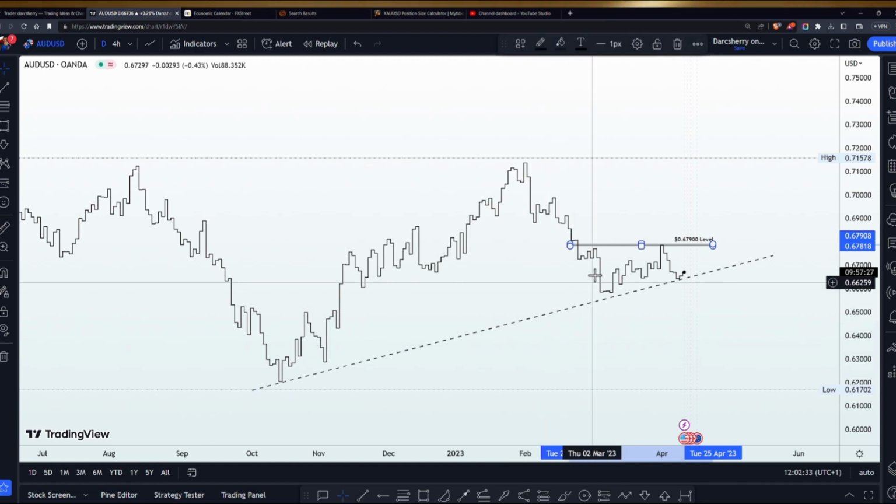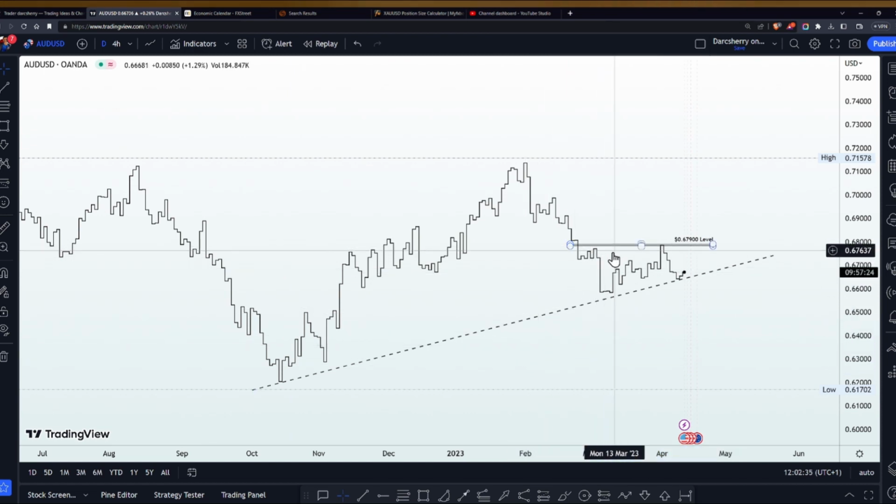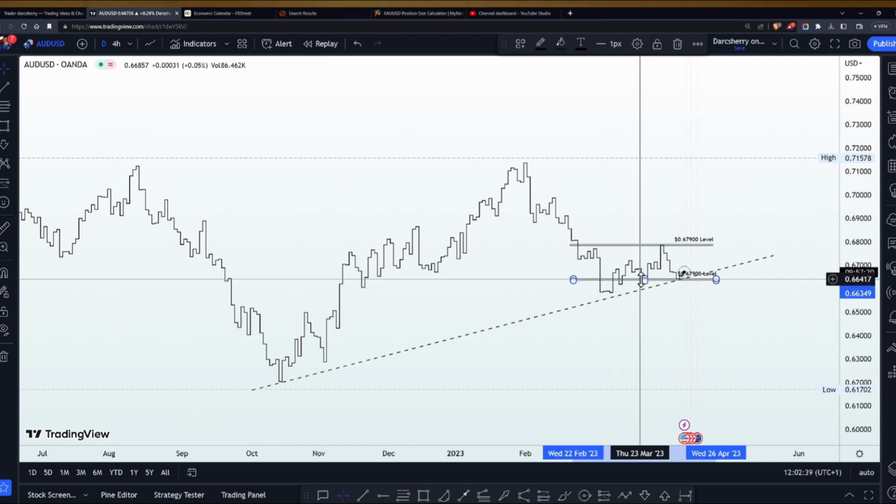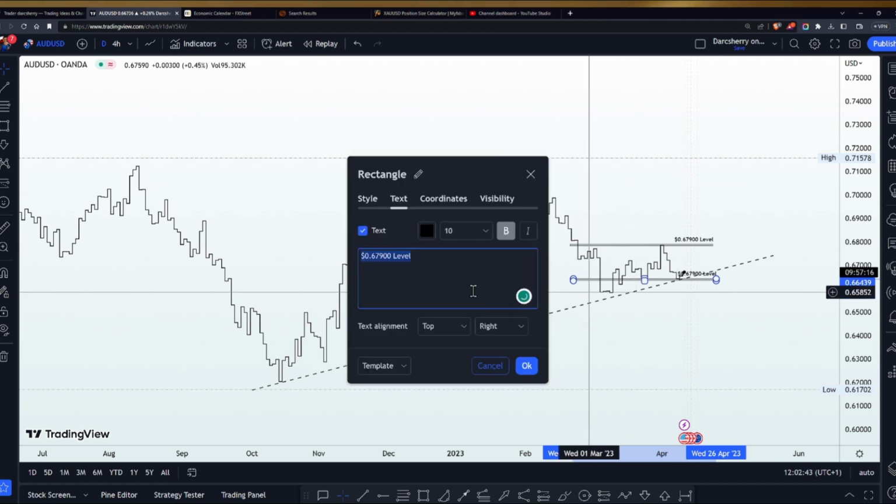And then we should be having the support line of this somewhere around here along that trend line, which is about the 0.66400 level. Let me identify this one first of all. 0.66400 level first of all.